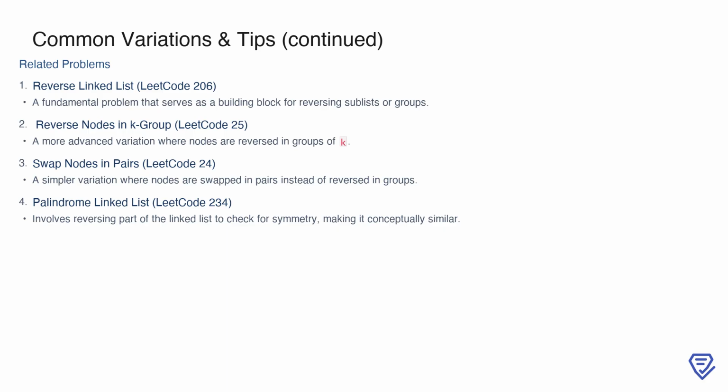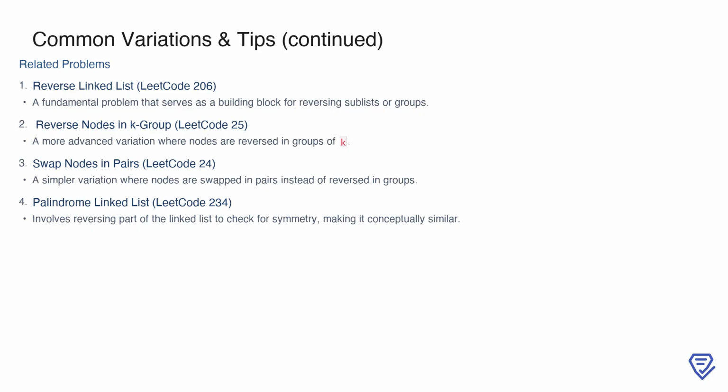Several related problems can help solidify your understanding of reversing linked lists. First, the reverse linked list problem, LeetCode 206, is an essential building block for reversing sublists or groups. Mastering this problem lays the groundwork for more complex variations. Next is reverse nodes in K group, LeetCode 25, a more advanced challenge where nodes are reversed in groups of K. This problem requires careful handling of group boundaries and pointer updates, making it an excellent practice for group-based reversals.